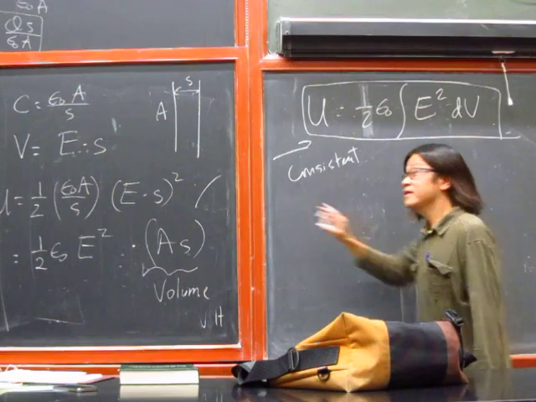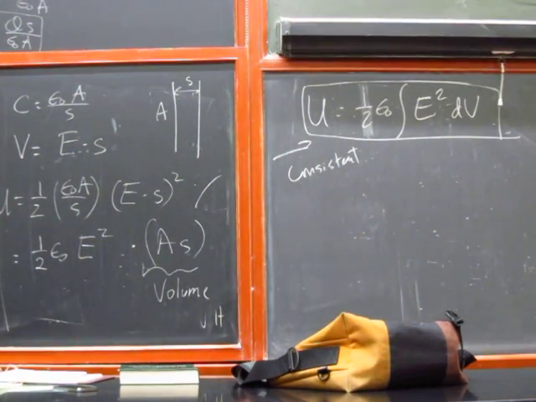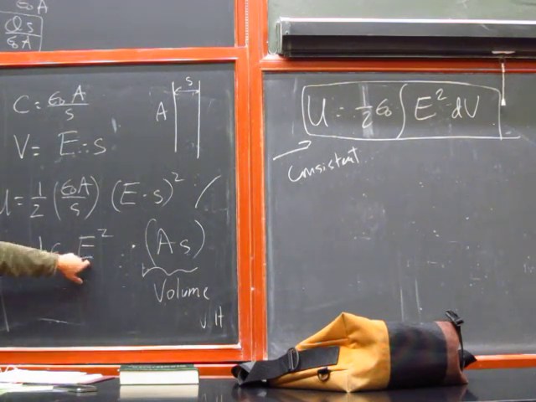Okay. All the energy inside the capacitor, right? The work that you do to build this capacitor is all stored in the electric field inside. It's just 1/2 epsilon naught E squared times the volume.